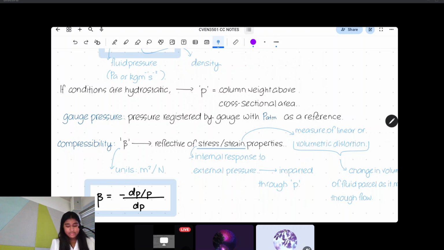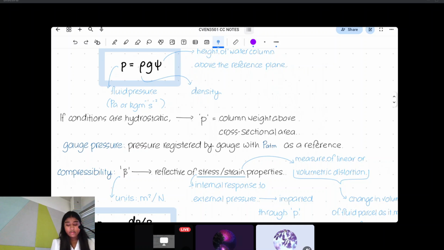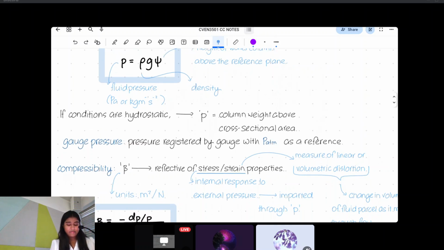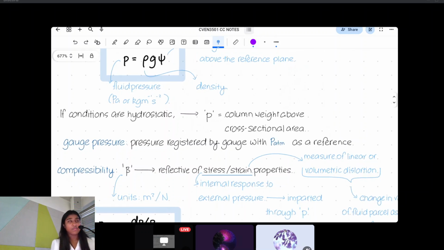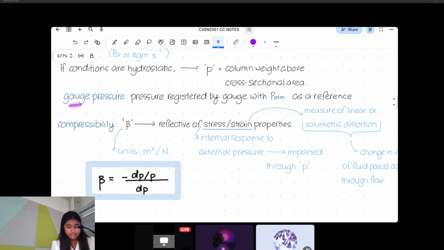If conditions are hydrostatic, the pressure, or the P, is equal to the column weight above the cross-sectional area of the reference point. So that's just a fun fact for you to remember. Hydrostatic might just be thrown into a question, and it'll help you out with the equations and everything. Gauge pressure is pressure registered by the gauge with the atmospheric pressure as a reference. So it's just any additional pressure that's not, I guess, provided by the water that's connected to the atmosphere itself.